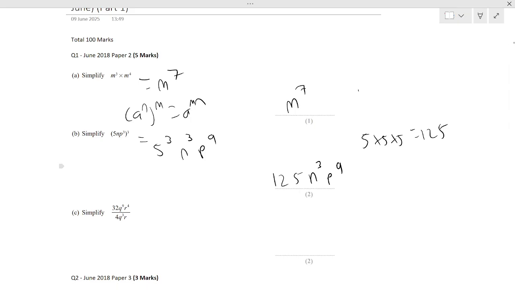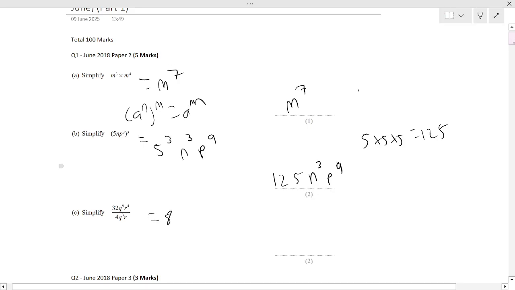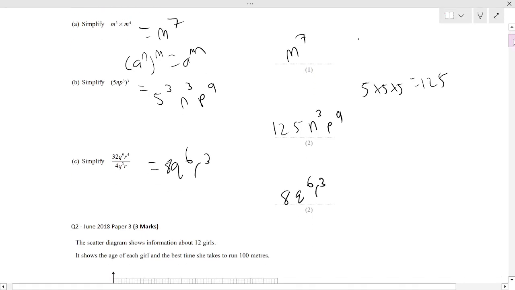Cool. Part C then. Simplify 32 q to the 9 r to the 4 over 4 q cubed r. If you divide the powers, you subtract them. Firstly, 32 divided by 4 is 8. Then q to the 9 over q to the 3 is q to the 6, because you subtract the powers: 9 minus 3 gets you 6. And then we have r to the 4 divided by r, where r is just r to the 1, so r to the 4 minus 1 is r cubed. And that will be your answer there. Cool. Okay, question 2.